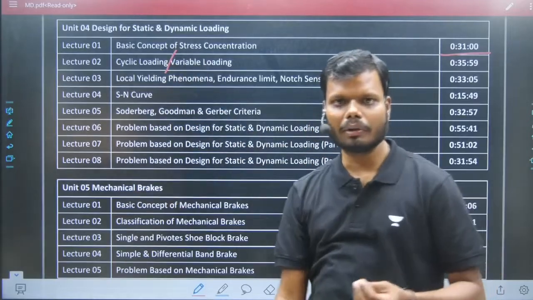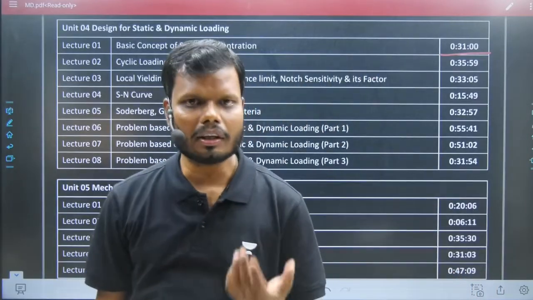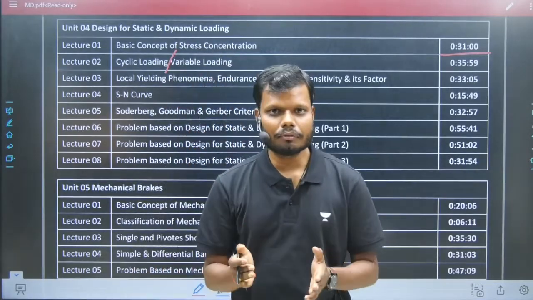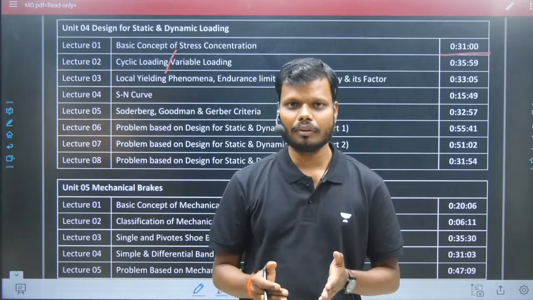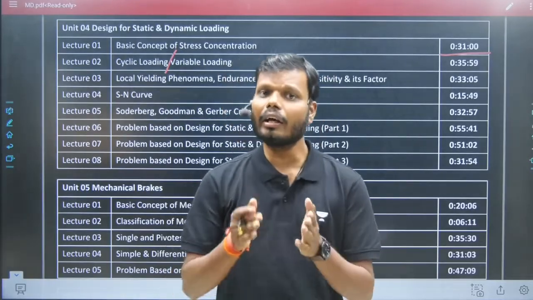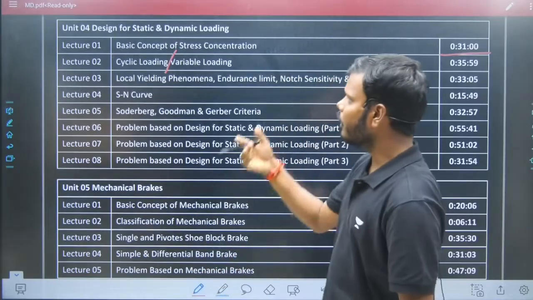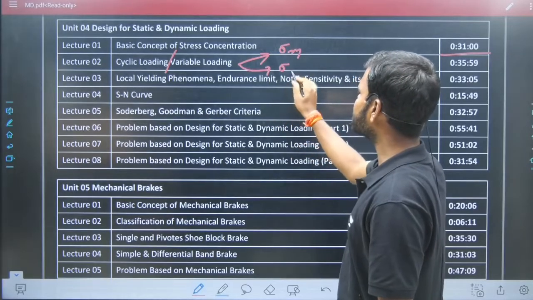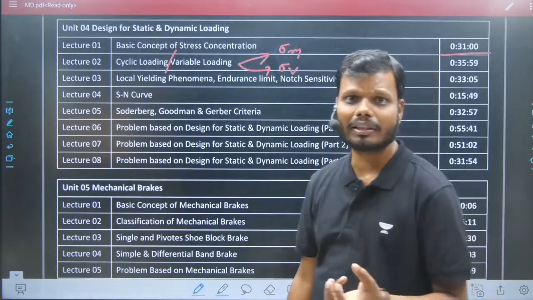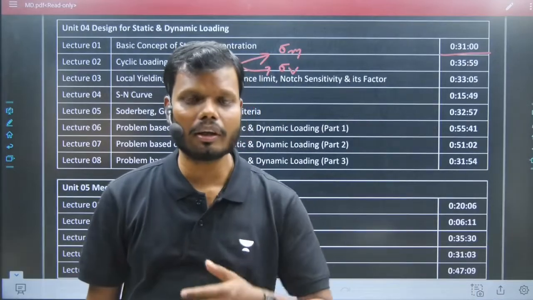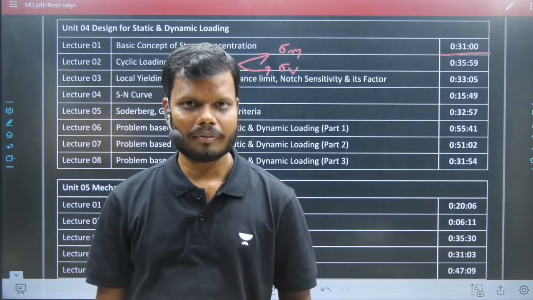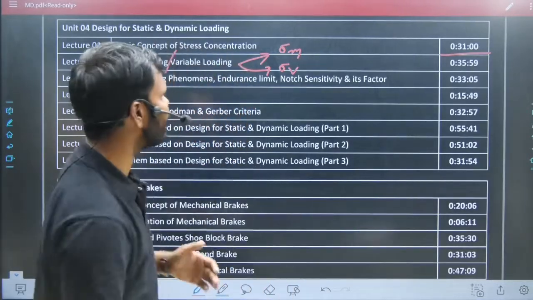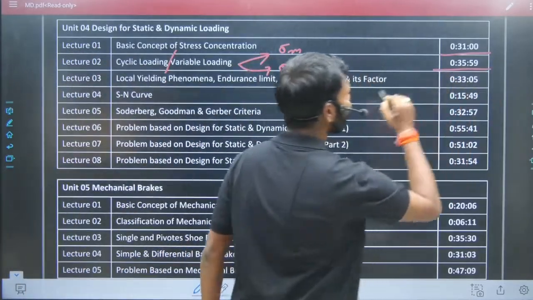Cyclic loading or variable loading, like static loading, fluctuating loading, alternating loading, completely reversed loading. All this loading will be covered with neat sketches, with diagrams, with fundamental approaches. What is the mean stress and variable stress acting on different types of cyclic loading or variable loading conditions? What is the stress amplitude? What is the stress ratio? All these fundamental concepts will be covered in 35 minutes 59 seconds.